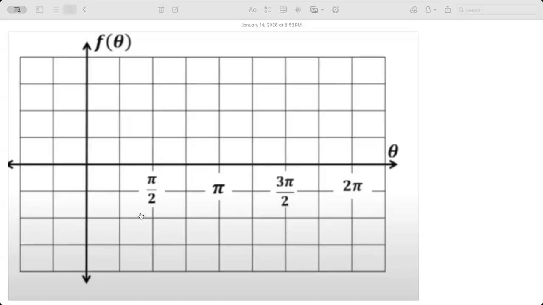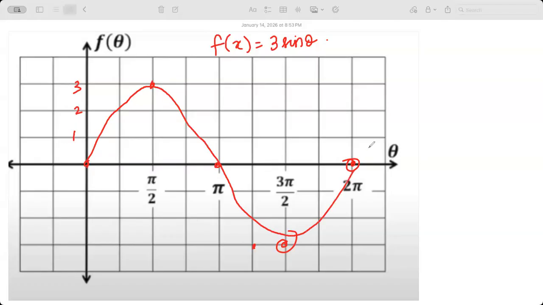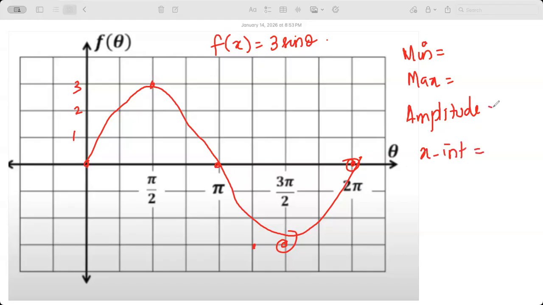Let's see, 3 sin theta is all easy. Now I really want you to plot the min-max value, amplitude and intercepts. Let's go to 3 sin theta. I'm going to draw it like this, with 3, 1, 2, 3 marked, and then you're going to have 0 here. Now guys, what is the amplitude and the x-intercepts? Let's write out the min value, max value, amplitude and x-intercepts.